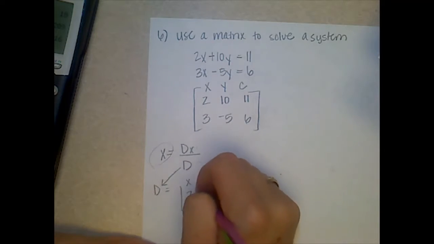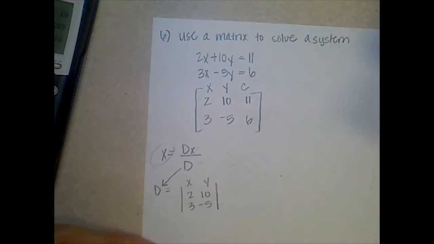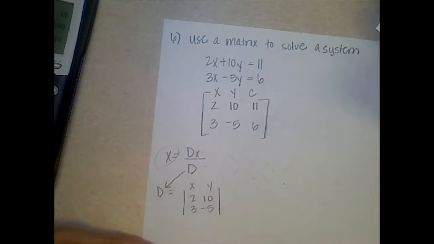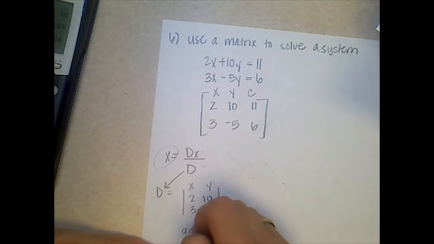The determinant is just with the x's and the y's. So 2, 10, 3, negative 5. Do y'all remember earlier when we were finding the determinant, we had to figure out how to get that done. We had to memorize which way the order was. Remember, the determinant was a times d minus b times c.